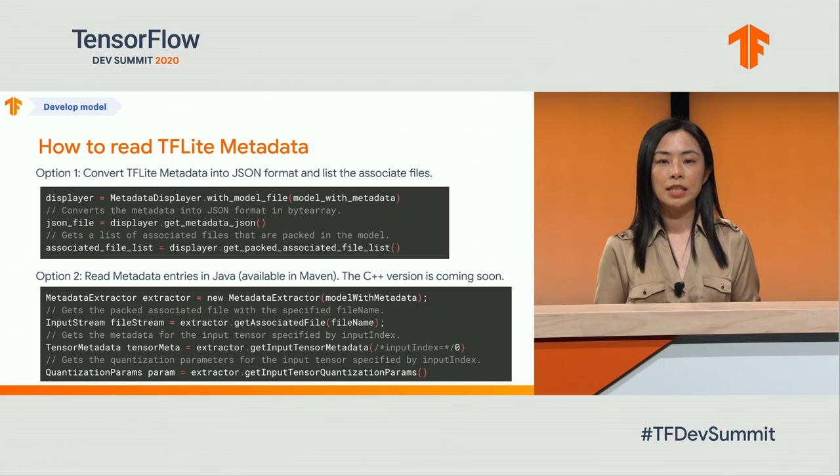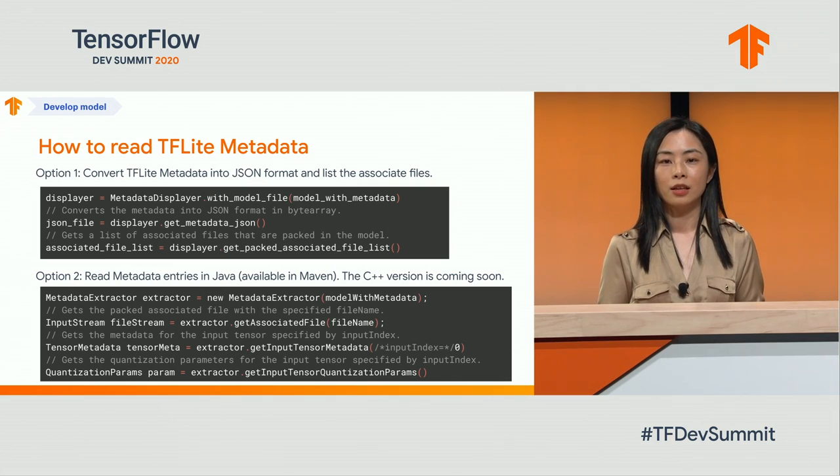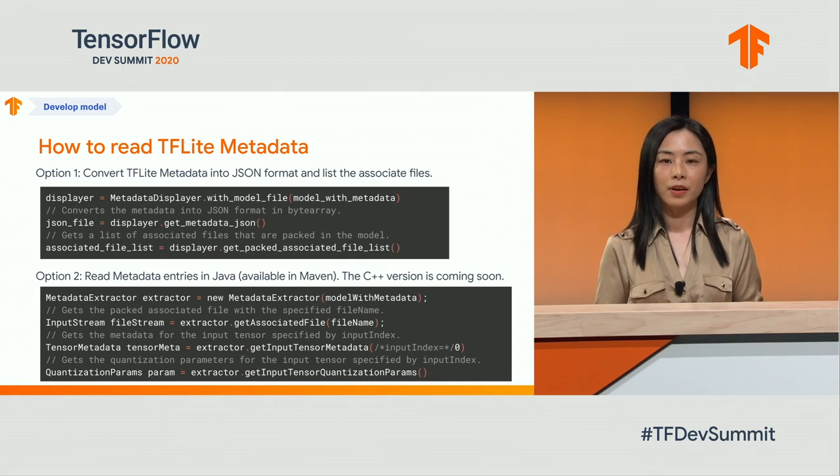The second one is the Java library, metadata extractor, which contains the API to return specific metadata fields and model specs, such as the associated files, tensor metadata, and the quantization parameters. It can be integrated directly into an app to replace those hard-coded configuration values. Metadata extractor is now available on the Maven repository.